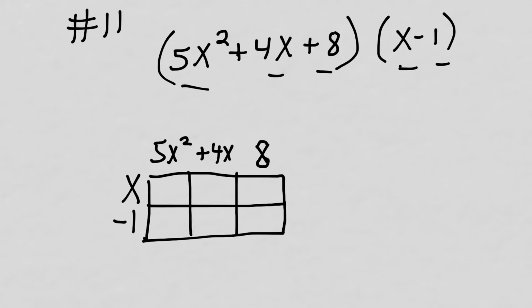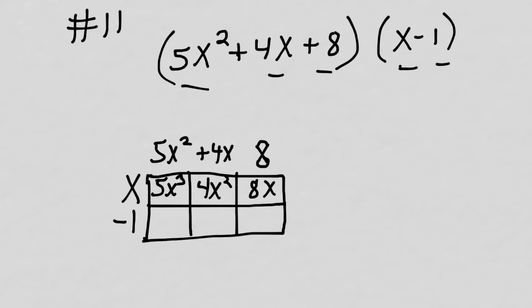So I already got the box set up here. I've got 5x squared and x up in the left-hand corner, so that's where we're going to start. 5x squared times x is going to give us 5x cubed. Working across, 4x times x is going to give us 4x squared. And next, 8 times x is going to give us 8x.